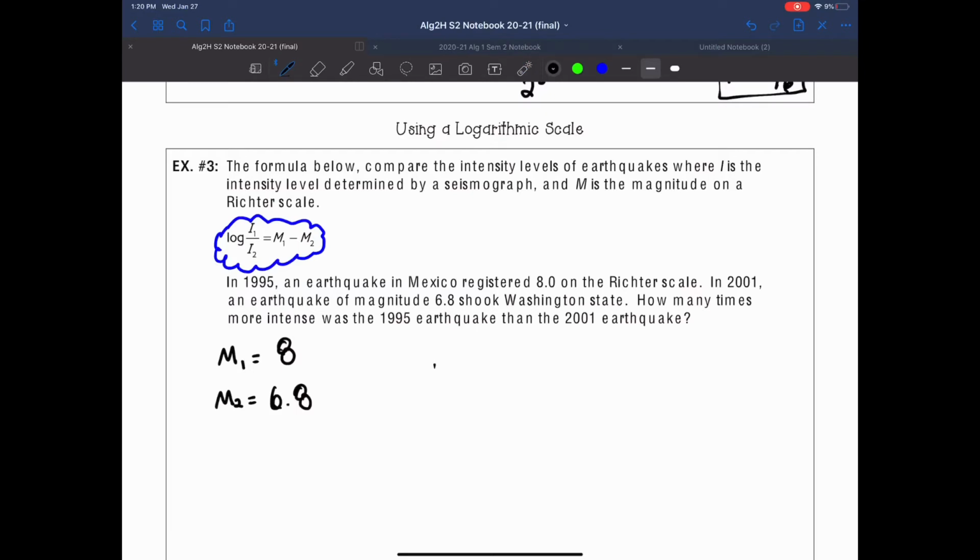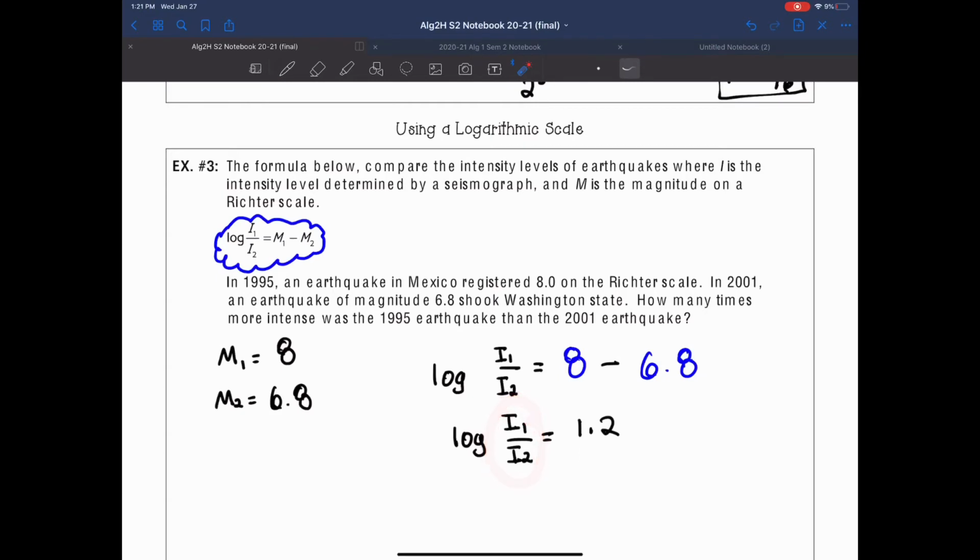So let's use that formula. Log of I sub 1 over I sub 2 is equal to M1 minus M2. I know that M1 is equal to 8, and then I'm subtracting M2, which is 6.8. So log of I sub 1 over I sub 2 equals 8 minus 6.8, which gives me 1.2. Now I need to solve for the I sub 1 over I sub 2 in the middle.